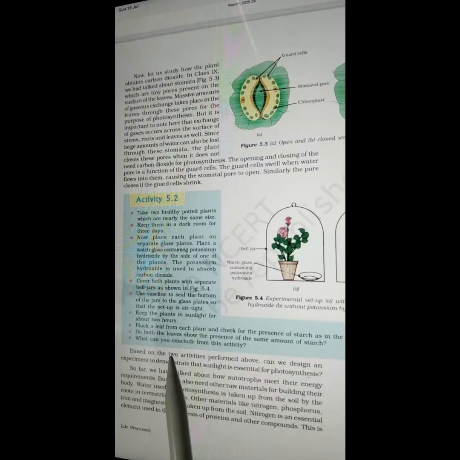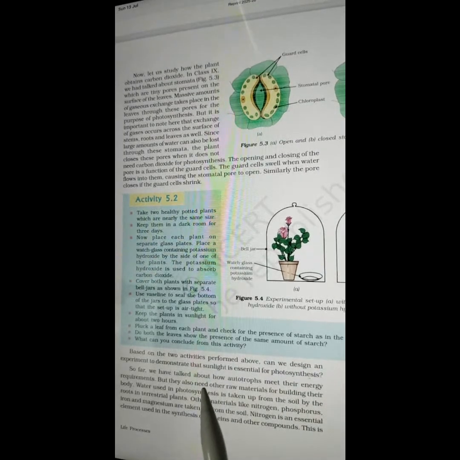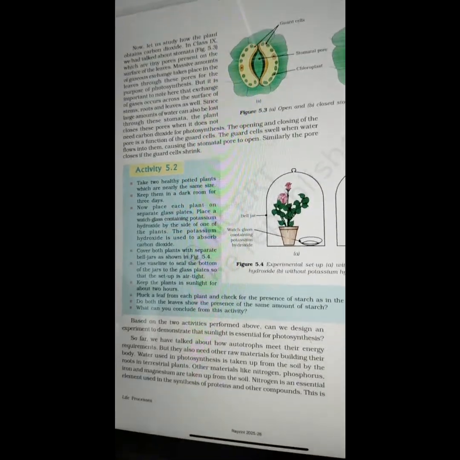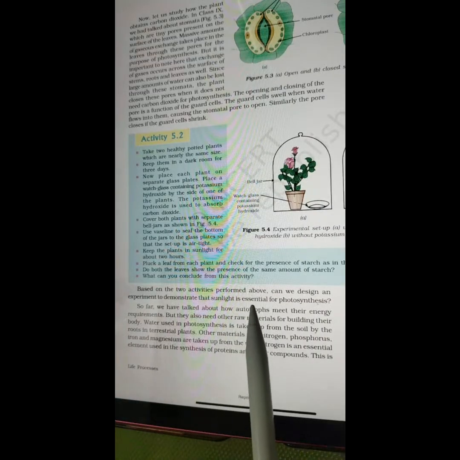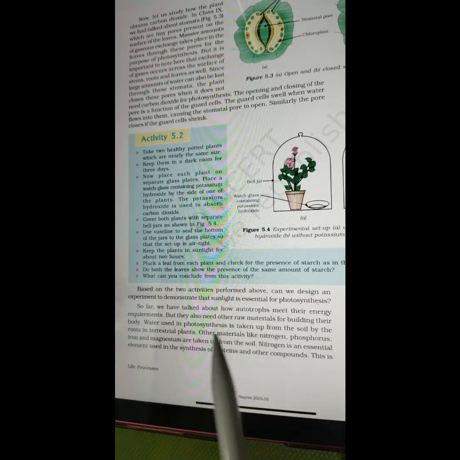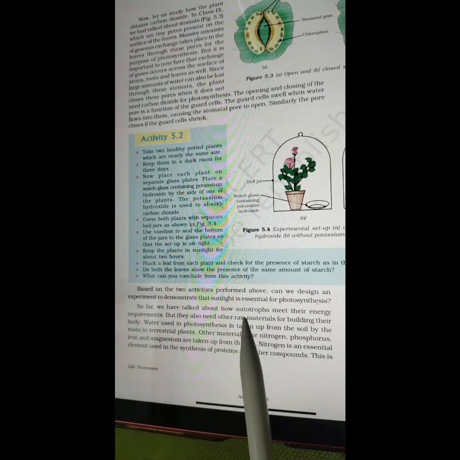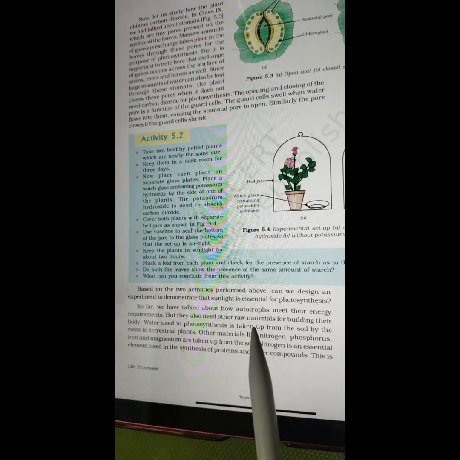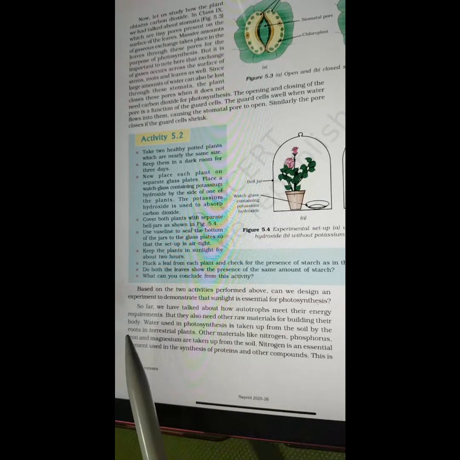Do both the leaves show the presence of the same amount of starch? What can you conclude from this activity? Now, based on the two activities performed above, can we design an experiment to demonstrate that sunlight is essential for photosynthesis? So far, we have talked about how autotrophs meet their energy requirements.